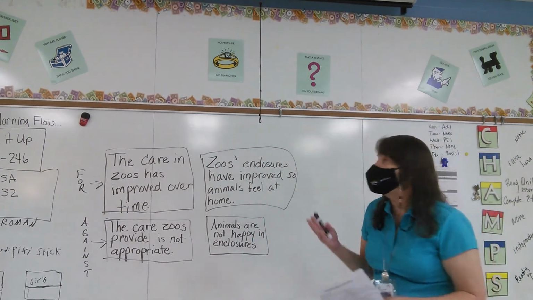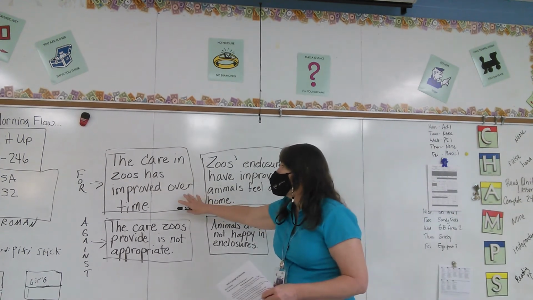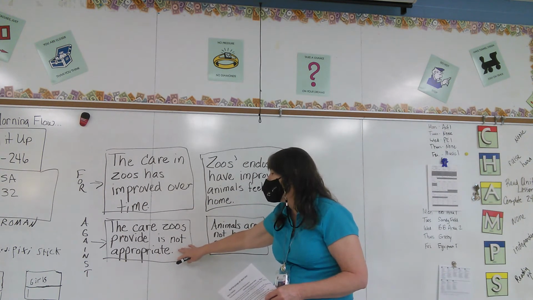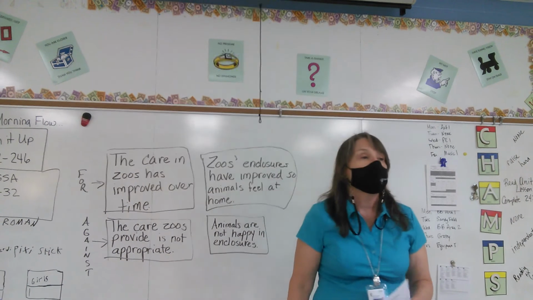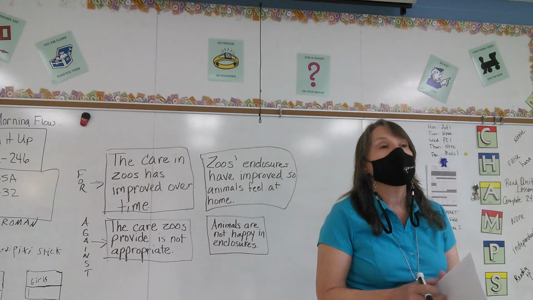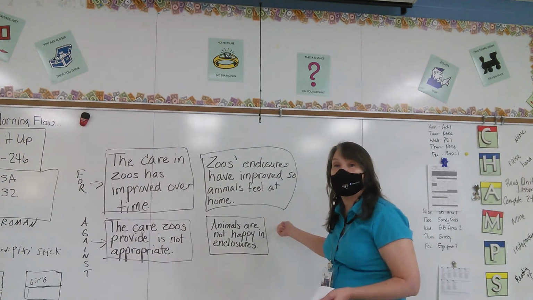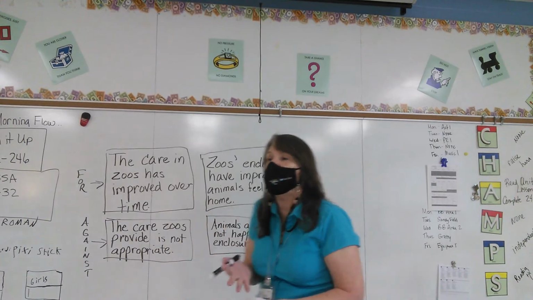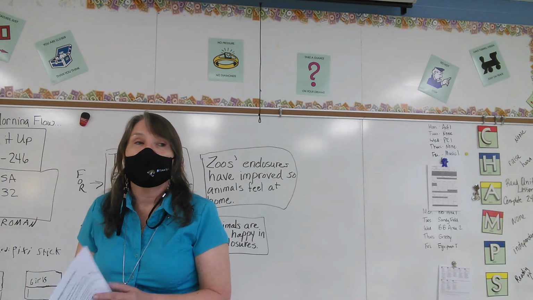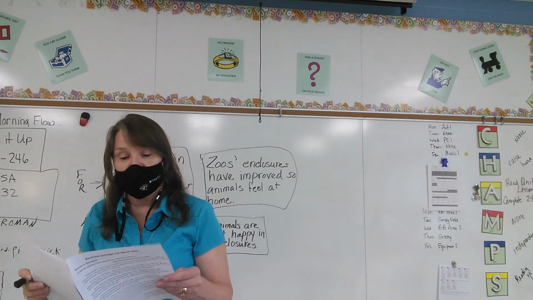So who can give me a detail that would go in either the care of zoos has improved over time or the care zoos provide is not appropriate? Can anybody think of a detail in here about care? Okay, we want to be careful that we're not talking about enclosures, right? So what kind of care would we have outside of that? Outside of enclosures, I remember reading something about food.